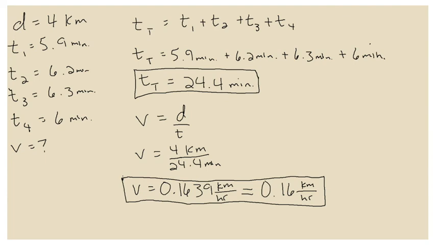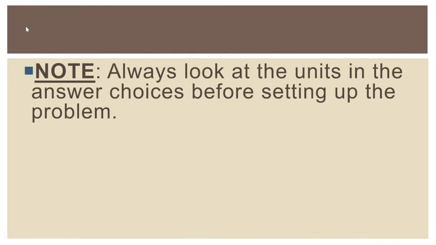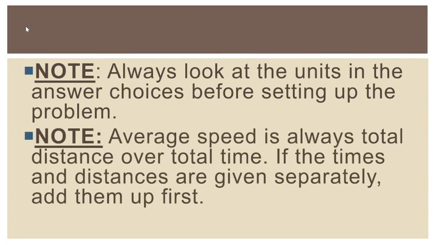So before we wrap this one up for today, I'd like you to just write down these 2 notes. The first note is always look at the units in the answer choices before setting up the problem. This part is very important because you don't want to waste your time converting all the units, getting the answer, and then realizing you have to convert it back to have it fit the choices, right? And the second note here is average speed is always the total distance over the total time. And if the times and distances are given separately, add them up first.